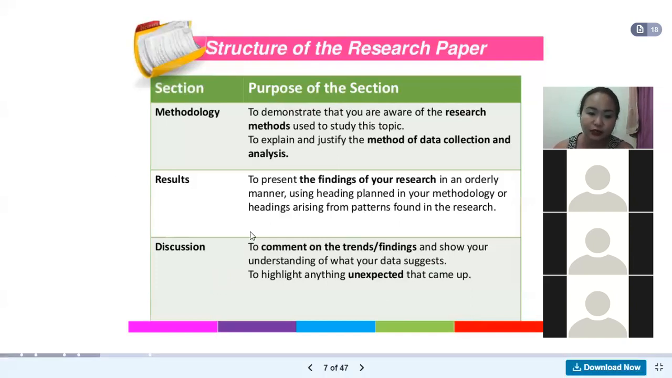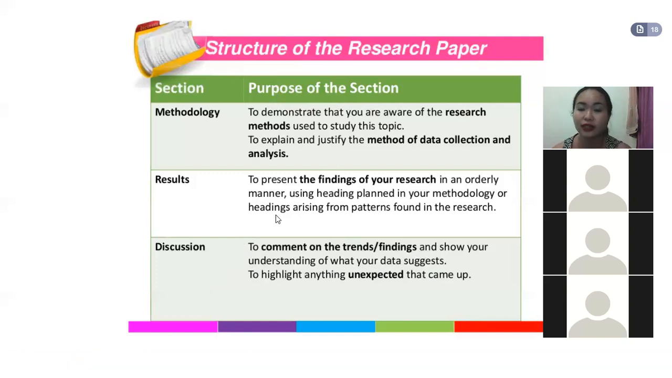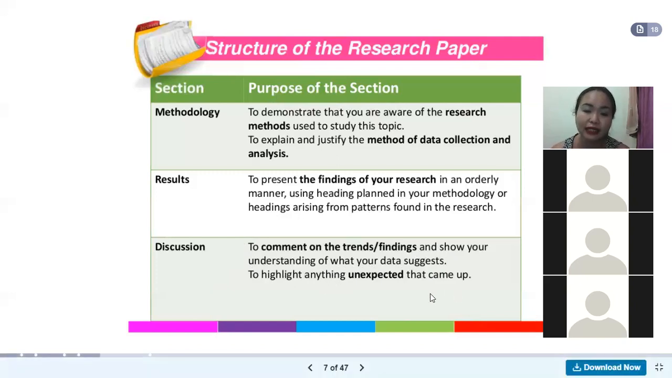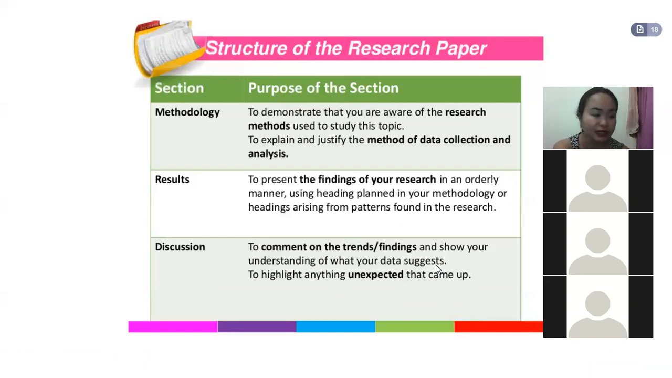So for discussion, you're going to comment on the trends and findings, and show your understanding of what your data suggests. So that's the result. What is your interpretation now? What does it mean? And highlight anything unexpected that came up. So let's say the results are different, different from what the literature said.